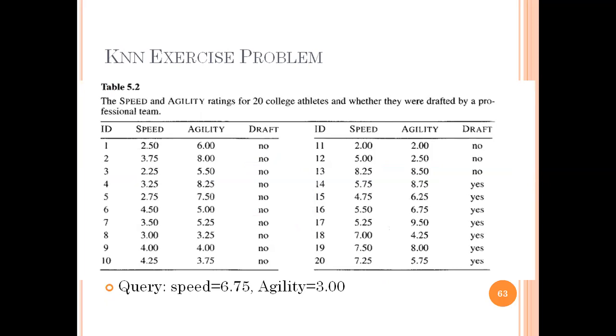Okay, so this is an exercise problem which is left to you. Here this is your training data set. This is the speed and agility of athletes from 20 colleges, and you have to check whether they were drafted by a professional team or not. The input tuple is a particular athlete with speed 6.75 and agility 3.0, and you have to check whether he will be drafted or not. So that's your exercise. Please go through it and check it.